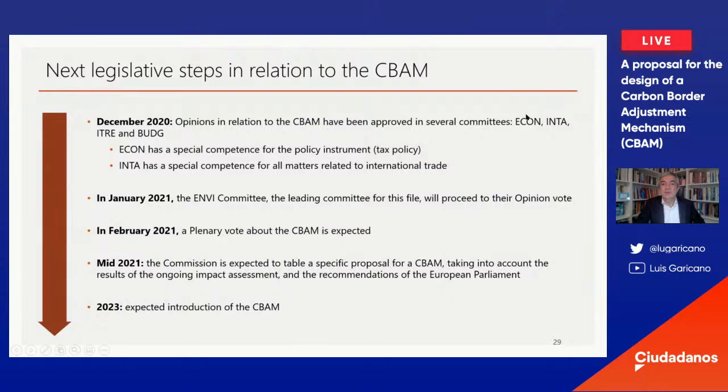Others, INTA is the committee that does international trade and the budget. Each one is going to have its own specialties. INTA has to do the international trade matters. Budget is going to be the one specifically concerned with what we do with the money. Is it going to be an own resource for the European Union, which I prefer? Is it going to be just the checks and back to the countries? Different people have different preferences.